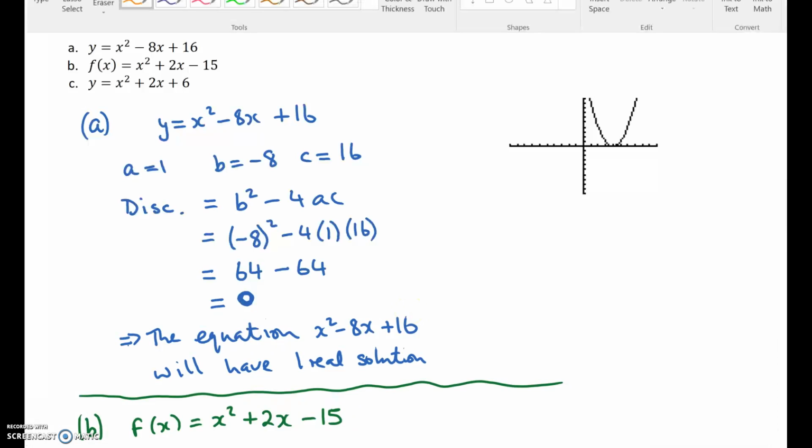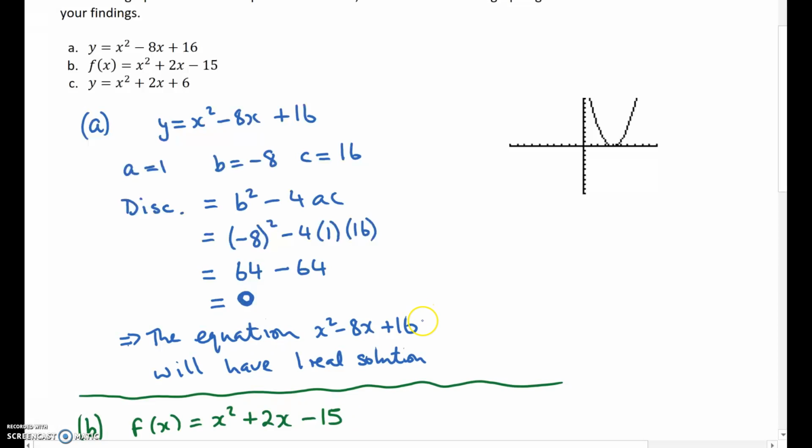And I just need to make a change. I beg your pardon. X squared minus 8x plus 16 equals 0. I forgot to close that equation.